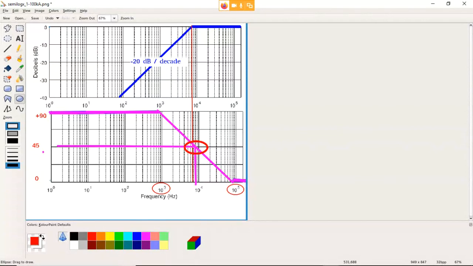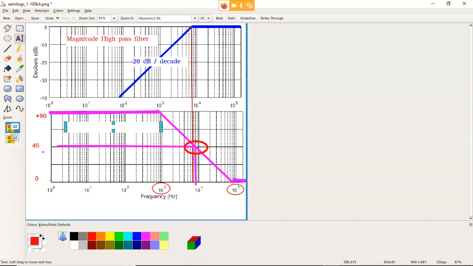All right, so this is our Bode plot. This up here at the top is the magnitude of the high pass filter, and this down here is the phase plot of the high pass filter.